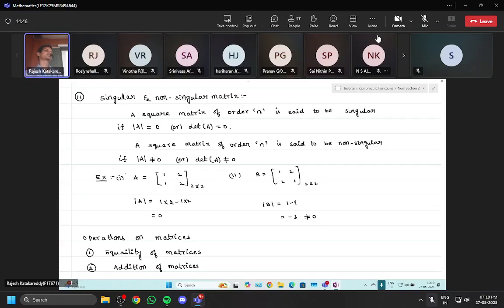Fifth one is difference of matrices. Sixth one is trace of a matrix. Seventh one is transpose of a matrix. Important is transpose. One more thing I missed: multiplication of matrices. That is also important. We will see equality, addition. After addition, scalar multiplication, negative matrix, difference of matrices. After that, we will go to multiplication. After multiplication, we will see trace and transpose, right?